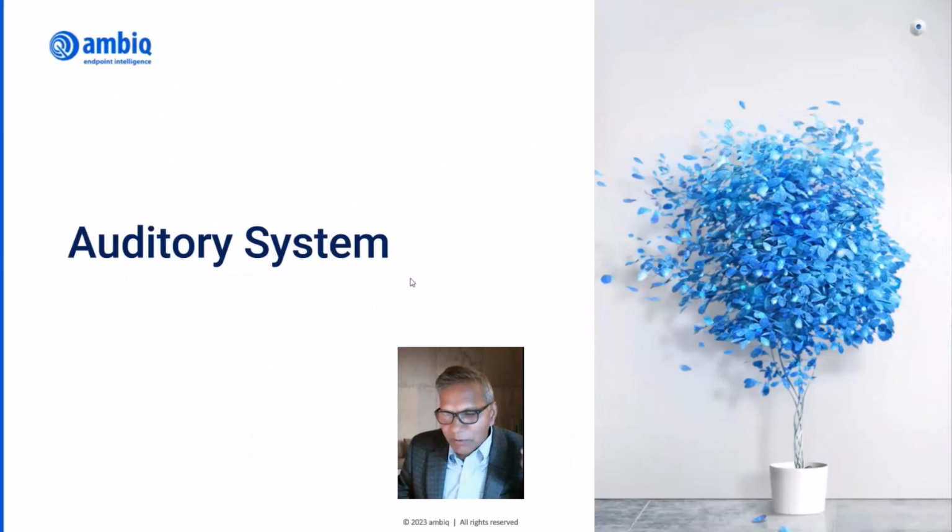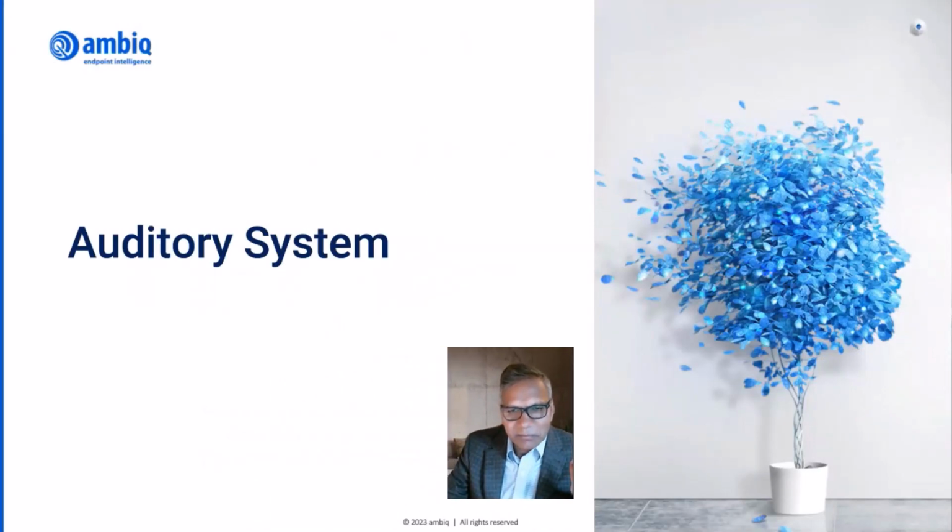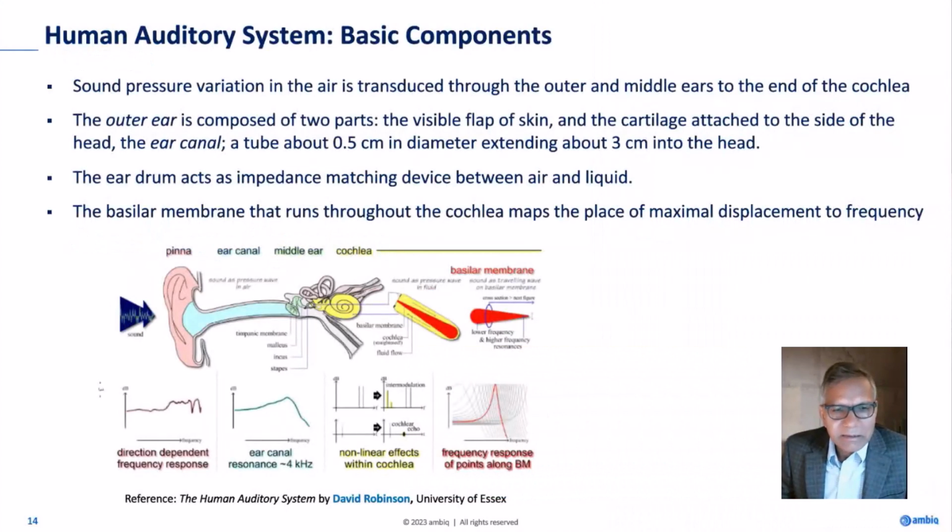So that's about transducers and acoustics. Now let's go into the auditory system. The human auditory system has three basic parts: the outer ear, the middle ear, and the inner ear. The inner ear and the outer ear are connected by the middle ear.